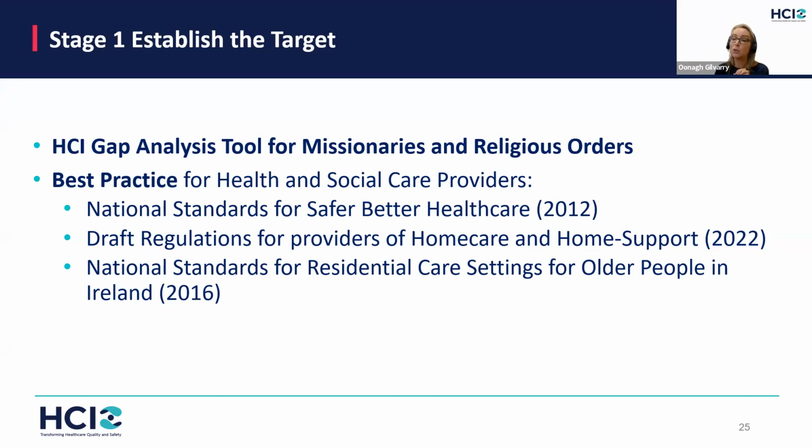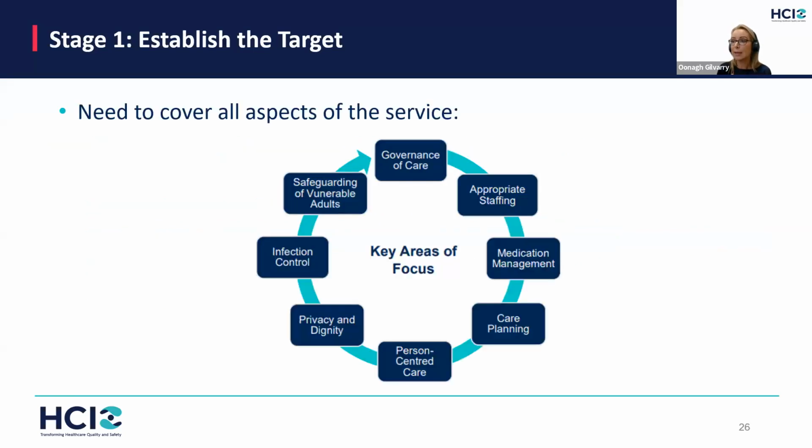So how did we do that? Well, it is a process of selection, looking at, again, always utilizing best practice documentation, the likes of the National Standards for Safer Better Healthcare, the likes of the draft regs for home care, the likes of the National Standards for Residential Care for Older People. But it is specifically molded to be reflective of the care being provided by missionaries and religious orders. So I'll show you that tool in a little while.